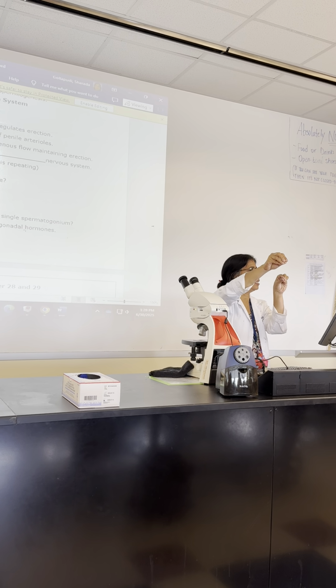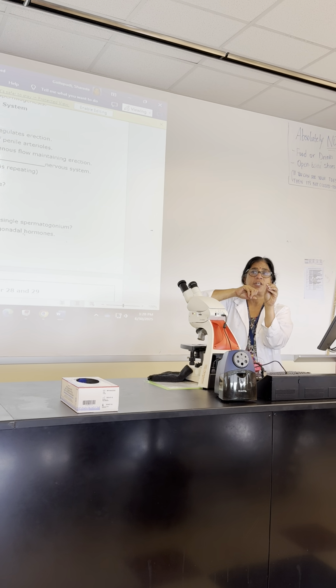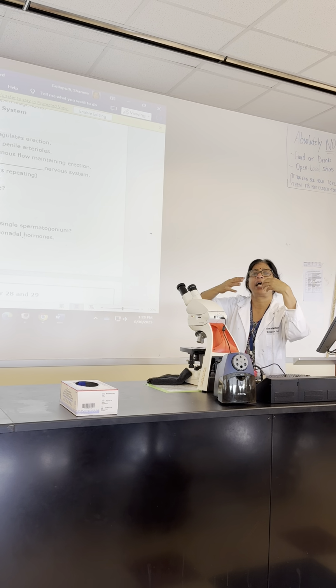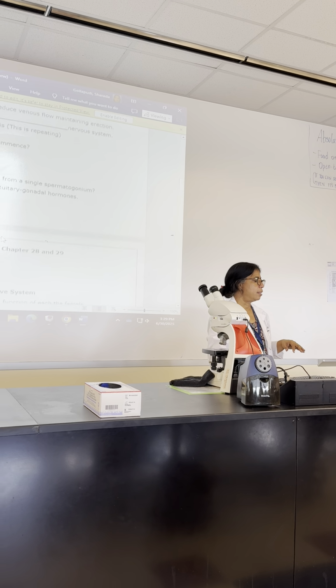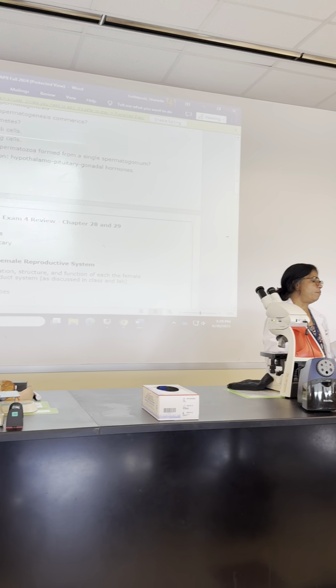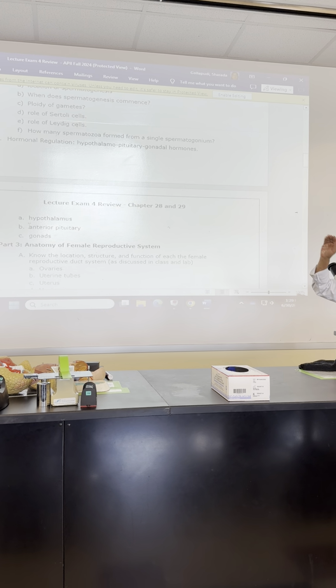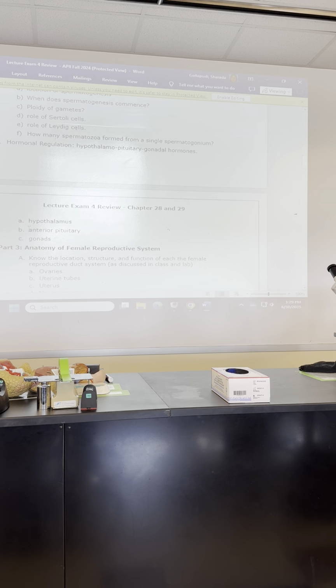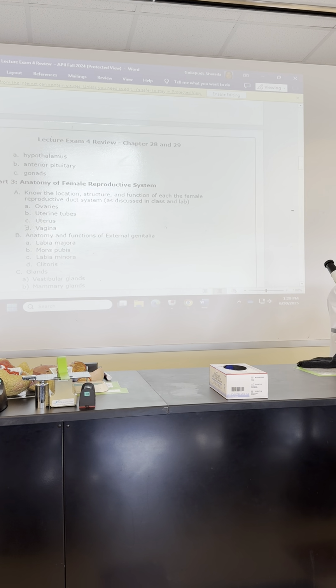LH talks to Leydig cells to make testosterone. Right? FSH talks to Sertoli cells to help with spermatogenesis. Done. That will be the hormonal part. Then hypothalamus, we did this already, right? Definitely you will see 1 or 2 questions on this axis. What is the anterior pituitary doing? What is the gonad doing? You know, that stuff.